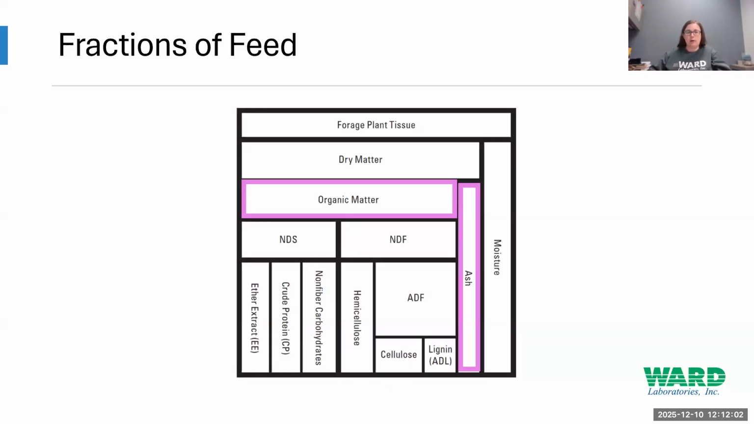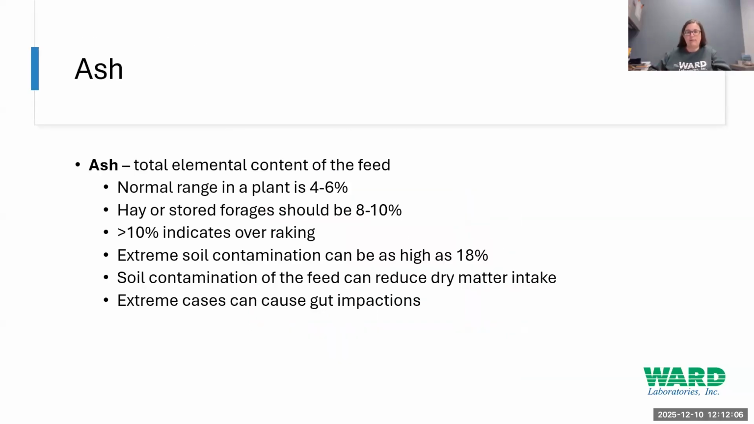So we've got the ash and then the organic matter. Ash is the total elemental content of the feed. Plants typically have 4 to 6% ash. Hays should have between 8 and 10. Over 10% indicates overraking and soil contamination. And soil contamination can also coincide with high iron levels too. So I like to look at those two numbers together, and we'll get to that. But in extreme cases of soil contamination, you can see it will reduce animal intake. And in addition to reducing the animal's intake, it can form blockages. And so it can become an animal health issue when it's really high.